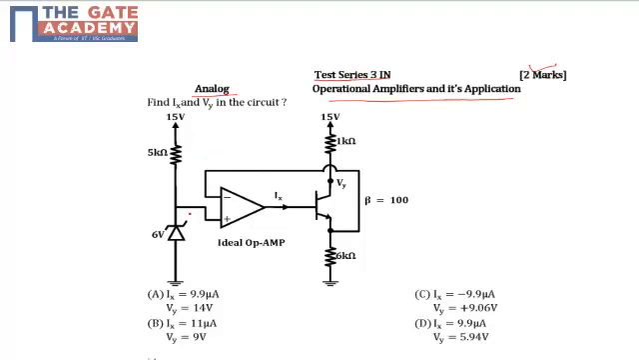The positive terminal is connected with one 6 volt Zener diode and 5 kilo ohms of resistance. It is connected with a supply of 15 volts, and the negative terminal is connected to the emitter terminal. The output of this is the Ix value, that is the Ix current value, and this is connected to the base terminal. The emitter terminal is connected with 6 kilo ohms and the collector terminal is connected with 1 kilo ohm and a supply voltage of 15 volts, and the beta factor is given as 100. We need to calculate these two parameters, that is Ix and Vy.